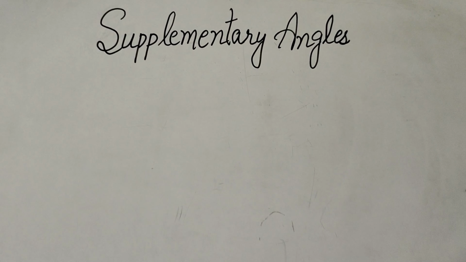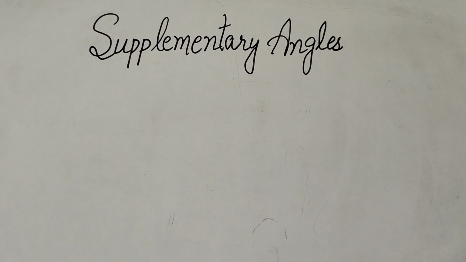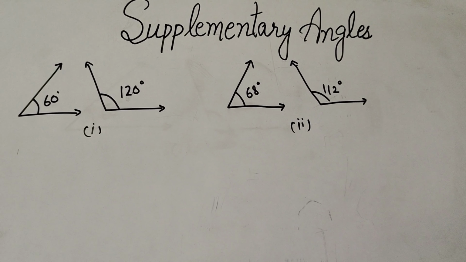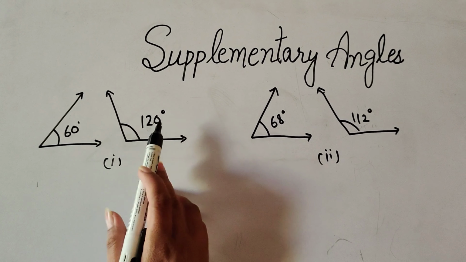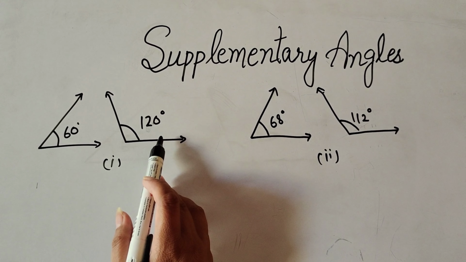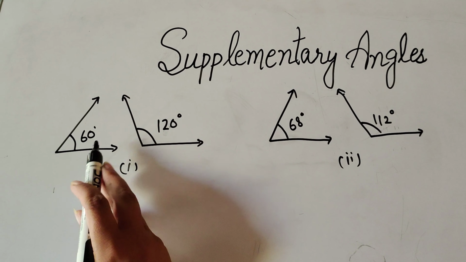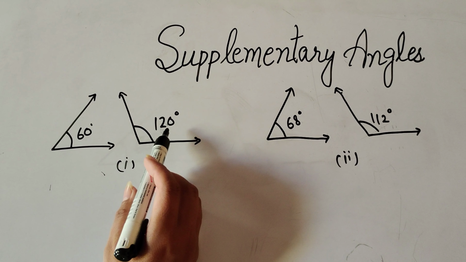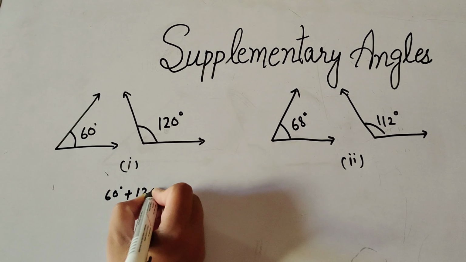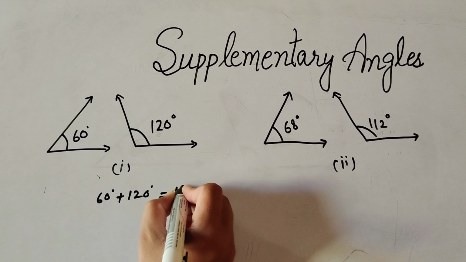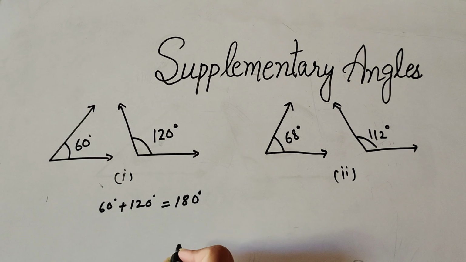In this video we discuss supplementary angles. So let's start with an example. We have a pair of angles, one angle is 60 degrees, second angle is 120 degrees. We add these two angles: 60 degrees plus 120 degrees is equal to 180 degrees.